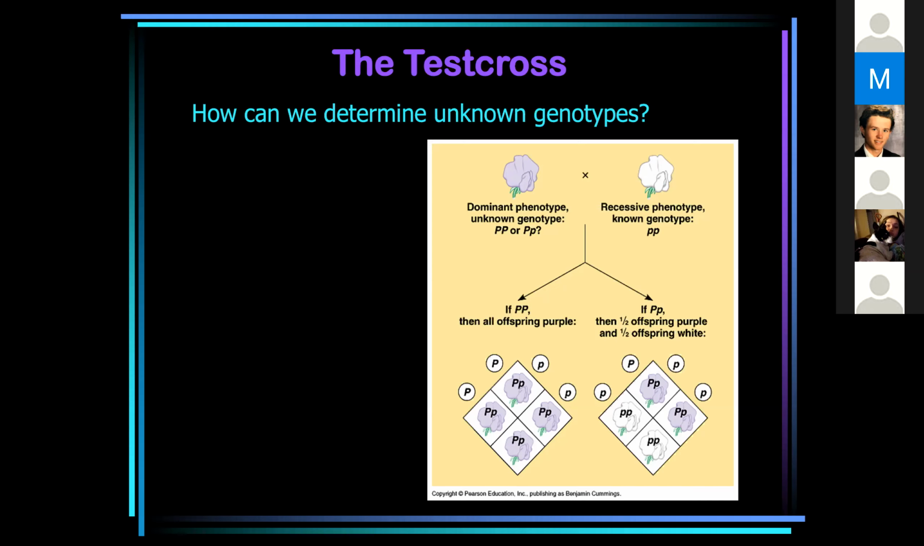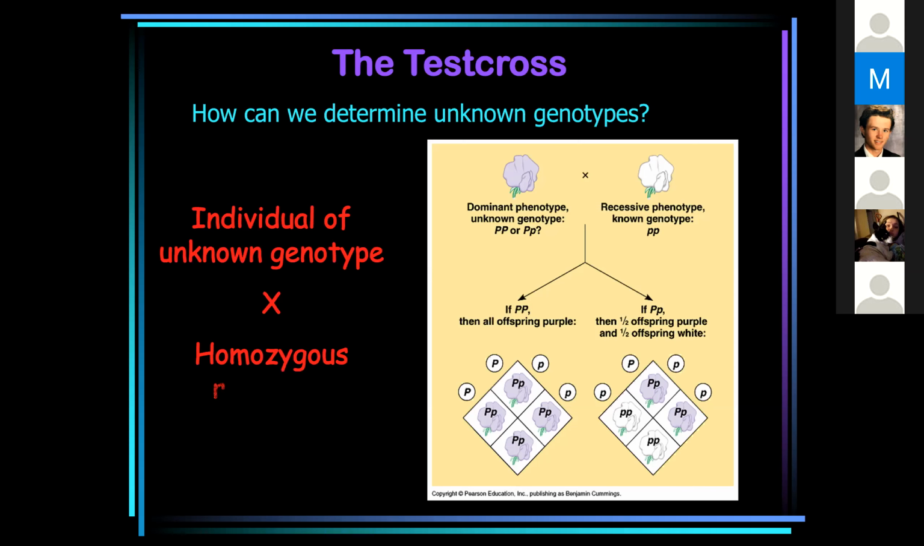So that's what a test cross is, and that's what you would use it for, to determine the genotype of an unknown. Just a statement of the process: an individual of unknown genotype is crossed with a homozygous recessive.